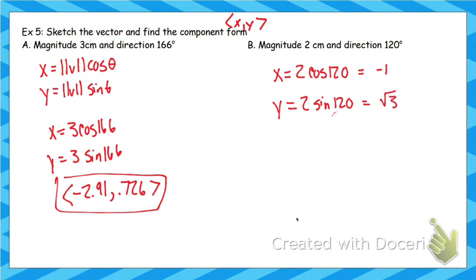So writing this in component form, pointy brackets, negative 1, comma, square root of 3. And again, if you think about it, this should make sense. Think about where 120 degrees is. 120 is over here. So in order to plot this, you would have a negative x and a positive y, which is what we have.